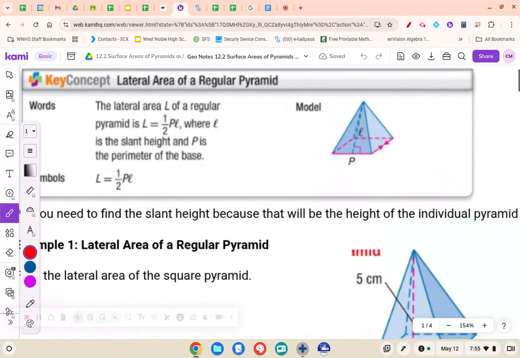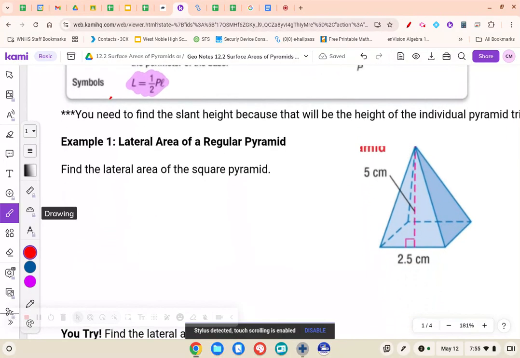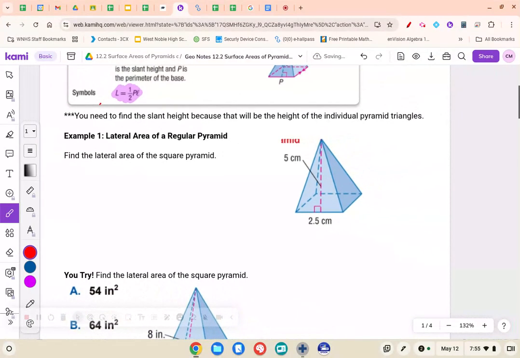So we have the lateral area of a regular pyramid. The lateral area L of a regular pyramid is L equals 1/2 the perimeter times the slant height, where L is the slant height and P is the perimeter of the base. This is something I would add to that cover page. You need to find the slant height because that will be the height of the pyramid's individual triangles.